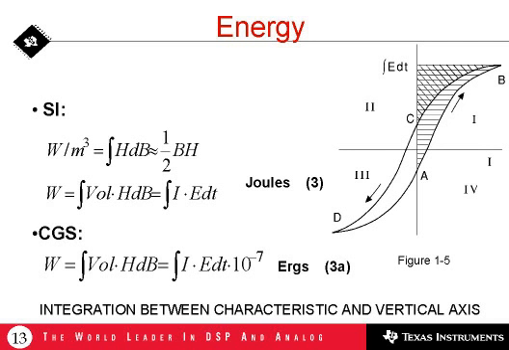The energy density is the integral h dB integrating along the vertical axis. In the case where the characteristic were a straight line, this integral h dB simplifies to 1/2 HB. Looking at the illustration in figure 1-5, integral h dB is defined as the area between the characteristic and the vertical axis.